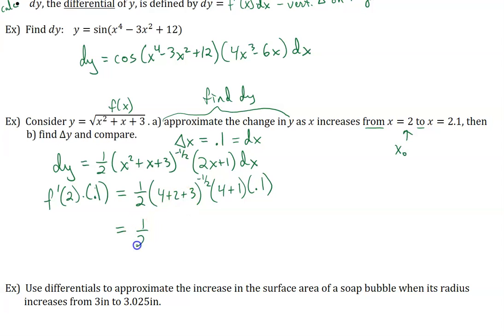All right, so we've got a 1/2. I'm going to go ahead and move that down. So we have times 1 over the square root of 9, which is 3, and then times 5, and then 0.1 is 1/10. And multiplying all these together, let's cancel that out. We have 1 over 2 times 3 times 2, which is 12. Okay, so our approximate change is 1/12.